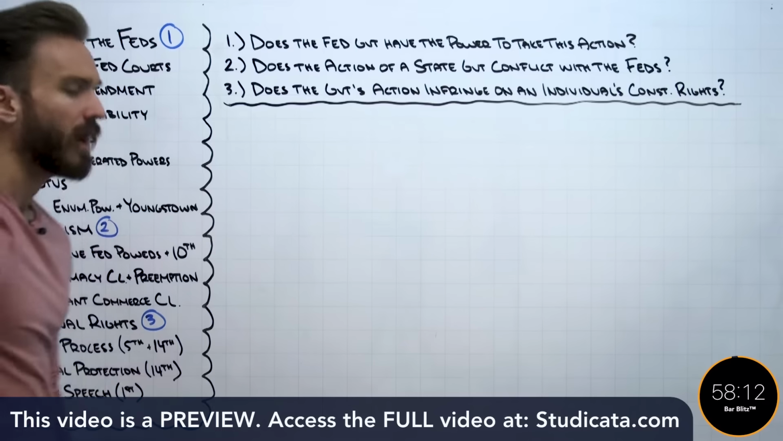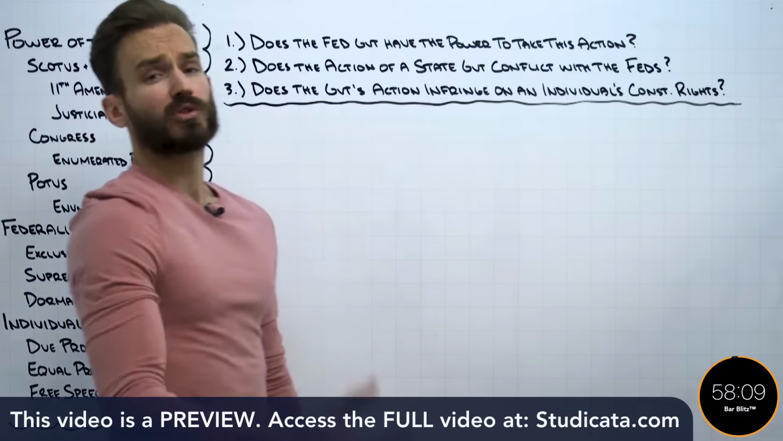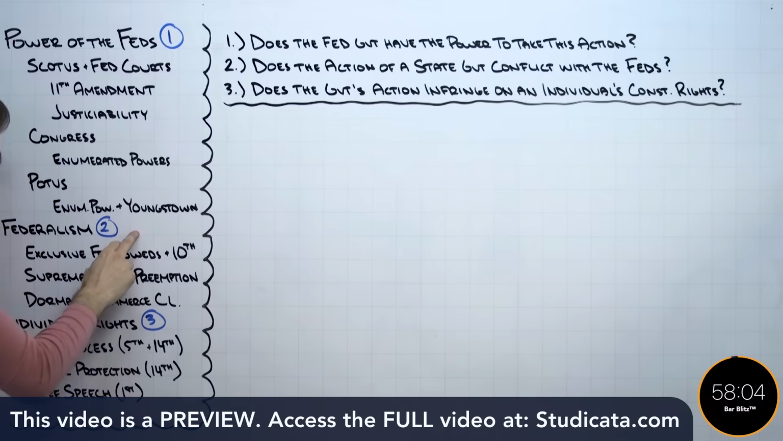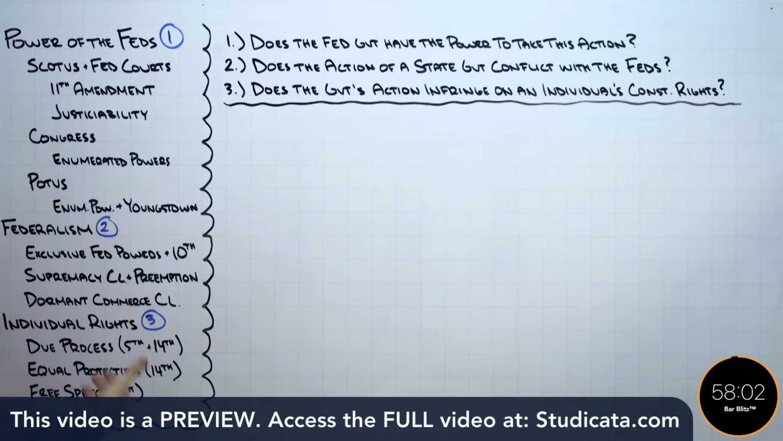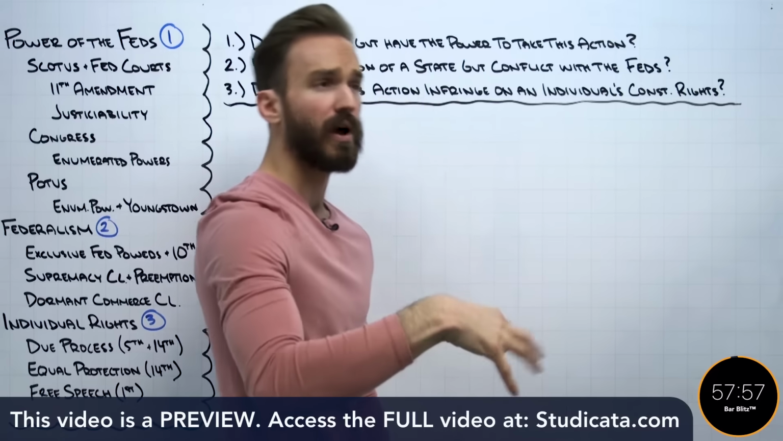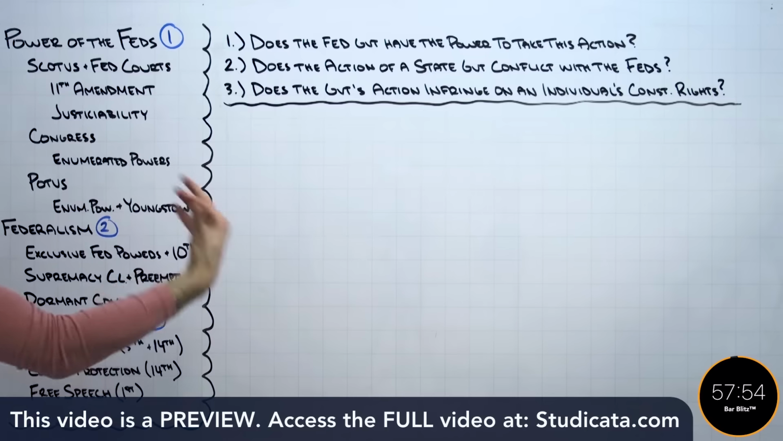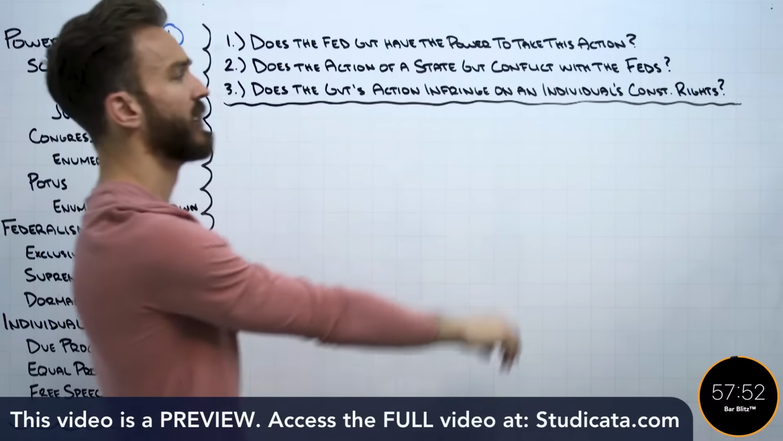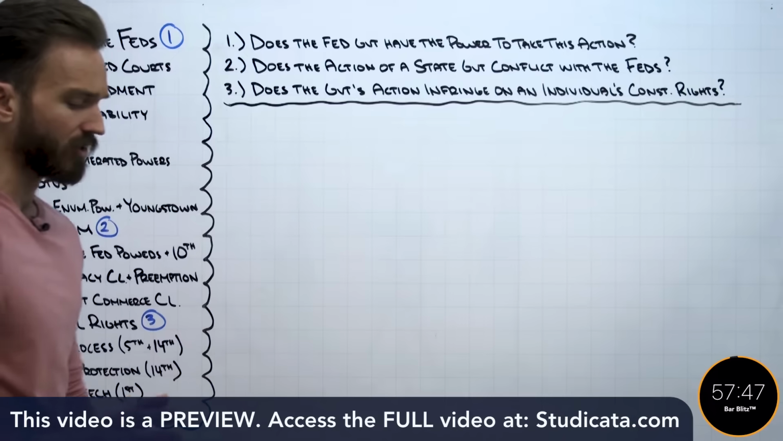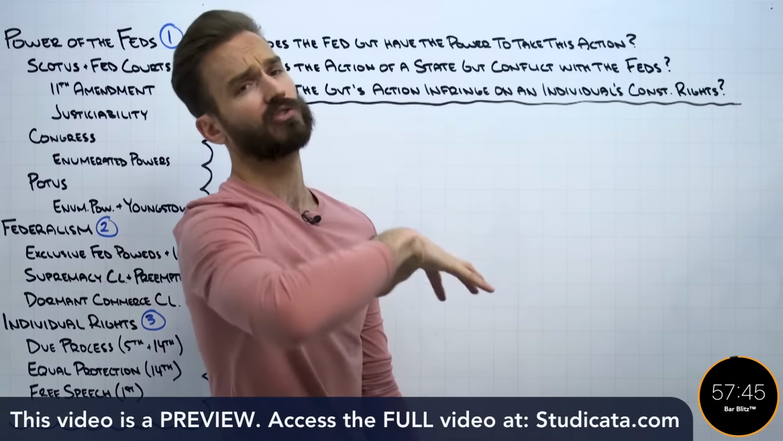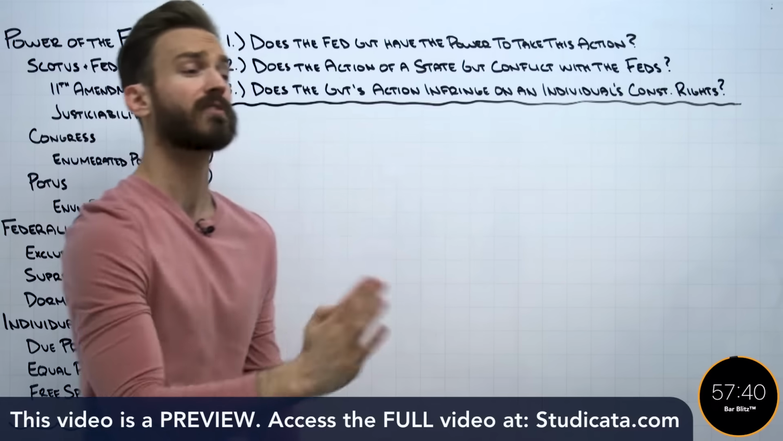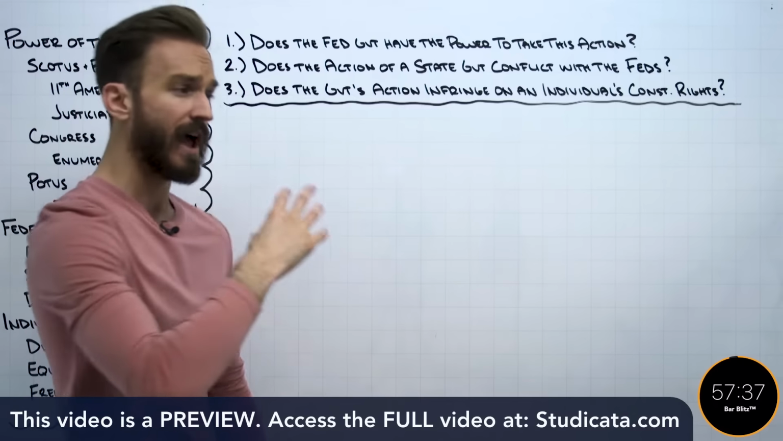Next, we'll move into federalism, right? Federalism deals with the relationship between the federal government and all the state governments, right? And really the way that this presents itself on the bar exam is when we see state actions that conflict with the federal government. So we'll ask, does the action of a state government conflict with the feds? And here we'll see that there's some powers that are exclusively federal powers, some powers that are exclusively state powers, but most powers we'll see are actually concurrent. Both the federal government and the state government can exercise these powers, right?